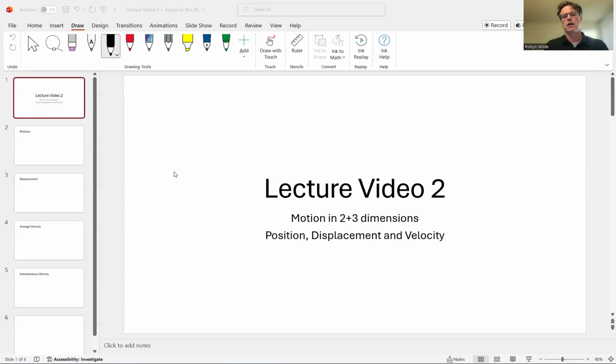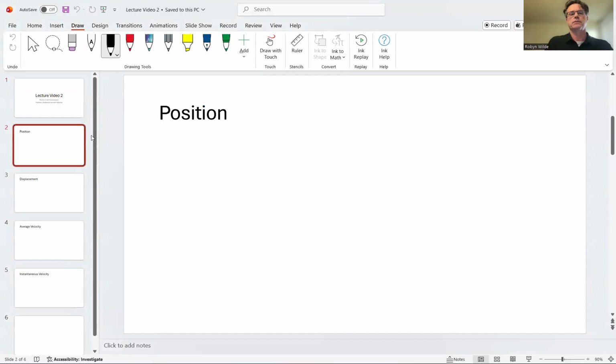For this one, we're going to now be talking about motion in 2 and 3 dimensions and really the vector nature of position, displacement, and velocity, right? And so we're going to redefine those. In chapter 2, position and displacement and velocity are really just defined in one direction. But now we have to deal with the vectors, or the components of the vectors, of these quantities. So let's start with position.